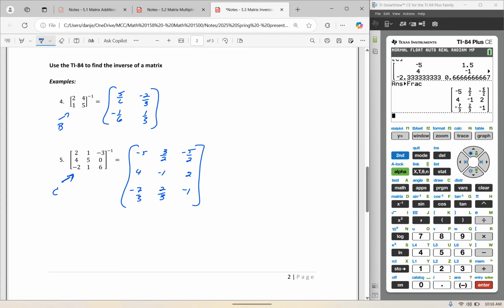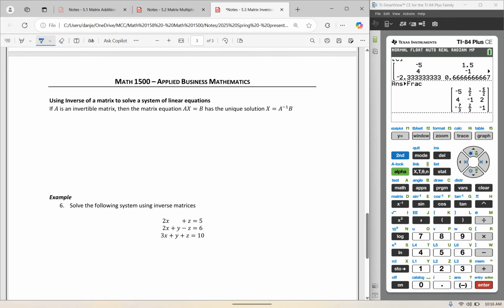Why might we use inverse of matrices? Suppose I have a system and I want to solve that system using matrices. Back in section 4.2, we talked about using matrices reduced to an echelon form. We've used that in videos since then, like the applications in 4.3. We used matrices to solve systems using the Gauss-Jordan elimination.